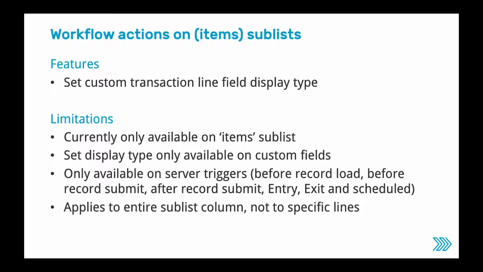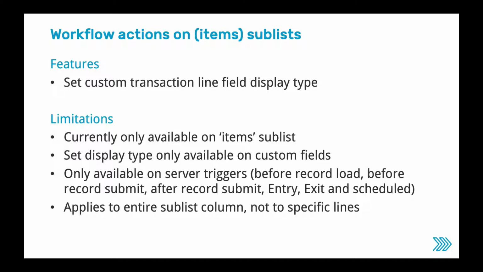They're expanding on these capabilities in 19.2 quite a lot with some, we feel, important features that could deprecate a lot of scripting. And I'm going to demonstrate 3 of these features. First one I'm going to demonstrate and discuss is the possibility to set a field display type. From now on, for a custom transaction line field on the item sublist, you're able to set the field display type. It comes with some limitations. For instance, currently it's only available on the item sublist.